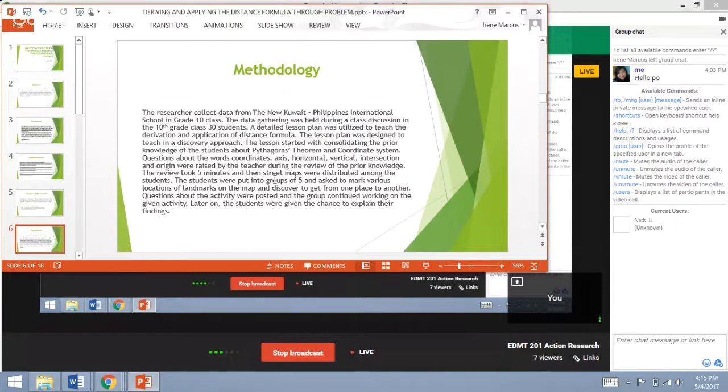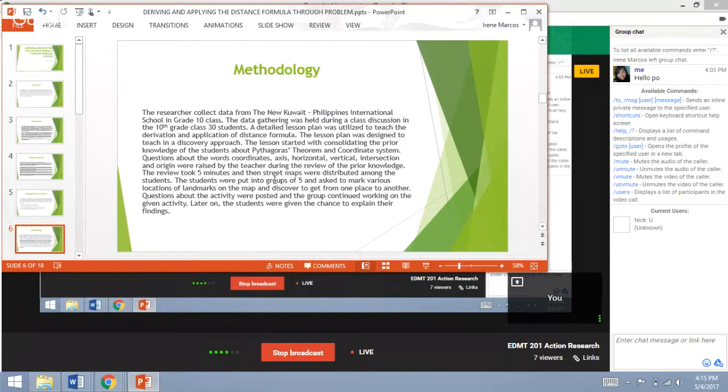As a researcher, I collected my data from the New Kuwait Philippines International School in a grade 10 class. There are 30 students in this class. A detailed lesson plan was utilized to teach the derivation and application of the distance formula. The lesson plan is designed for a discovery approach.